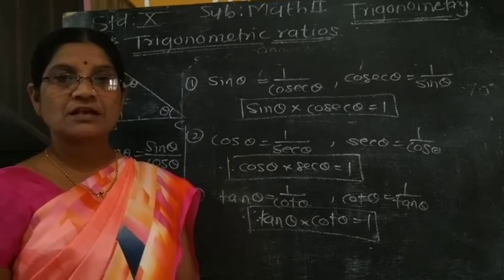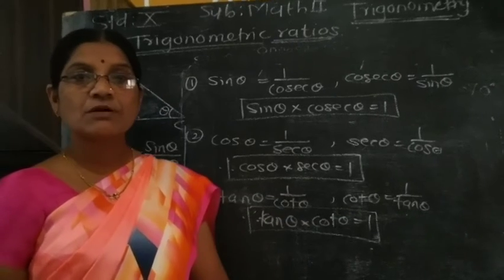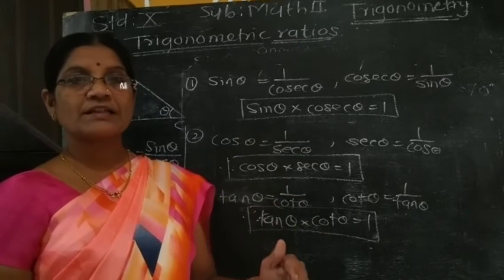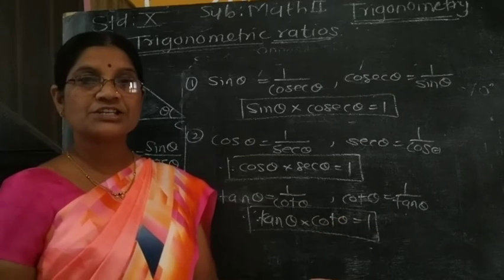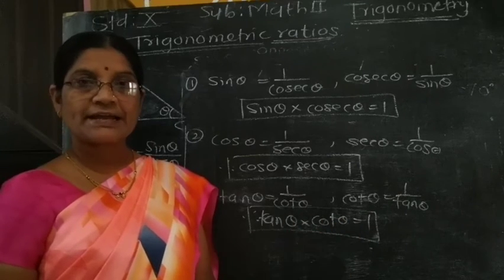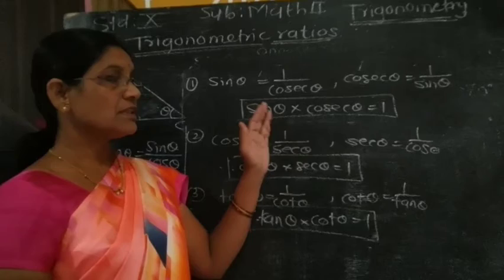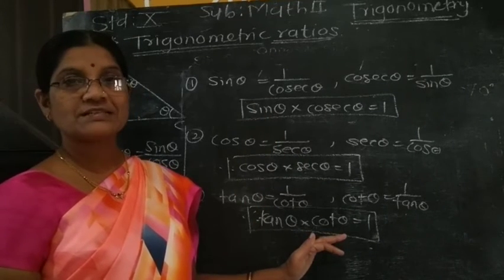So in this way we have seen the information about all types of ratios, their relations in theta and 90 minus theta, as well as the inverse relation we had seen there.